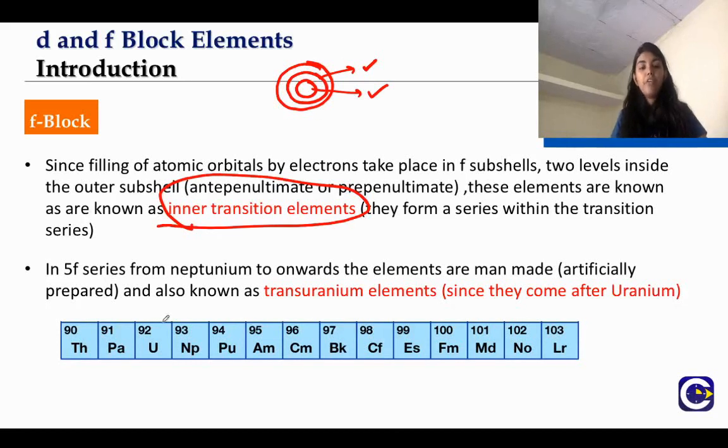And I have already told you that uranium has atomic number 92, and the elements after 92 are all man-made, right? So these are known as transuranium elements.